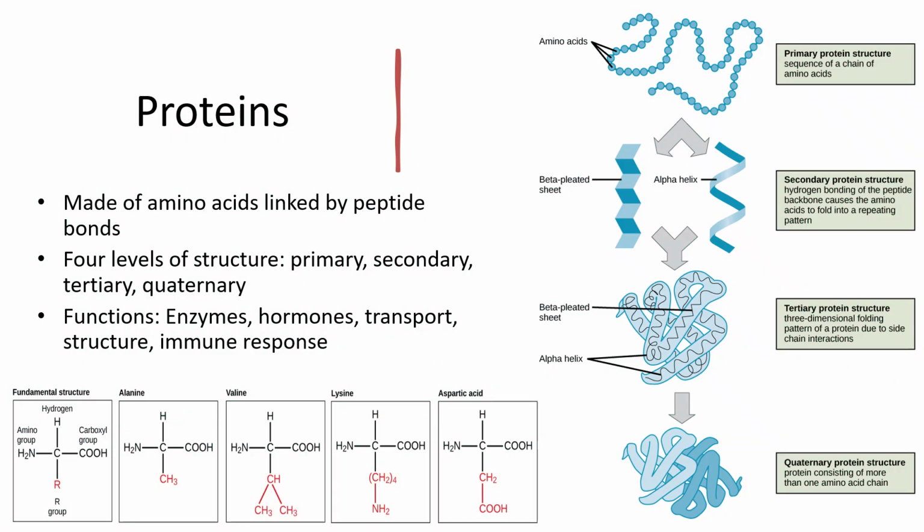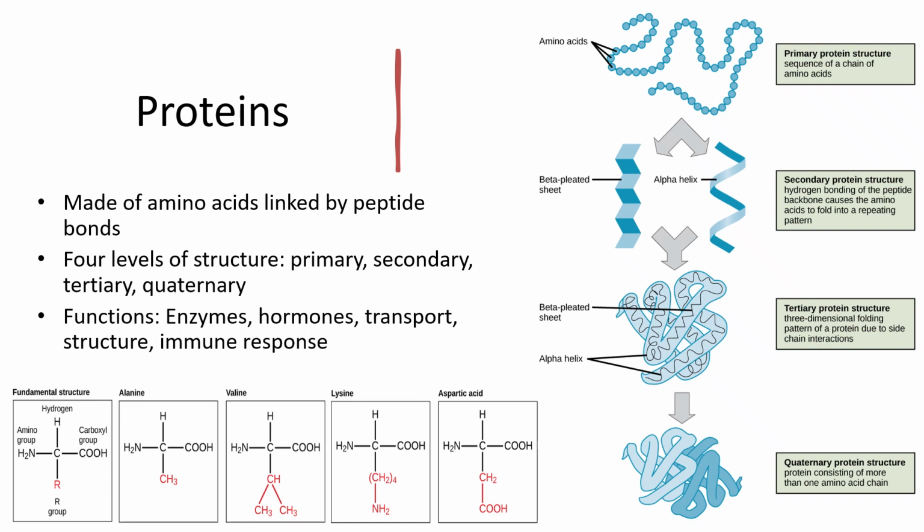Proteins serve many functions. Enzymes speed up reactions, hormones send signals, transport proteins move substances, and structural proteins give cells shape. Proteins are made from amino acids linked by peptide bonds. They have four levels of structure: primary, secondary, tertiary, and quaternary.